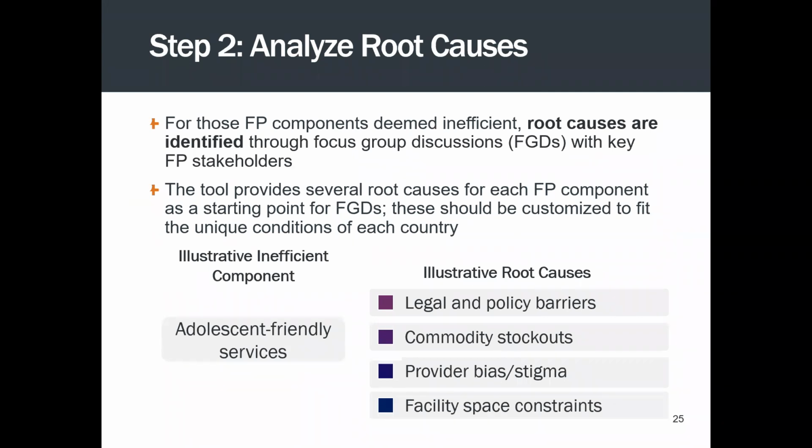So using adolescent-friendly services again as an example, legal barriers may be applicable as a key root cause of inefficiency. Countries can invest in infrastructure, staff, and other inputs for providing adolescent-friendly services, but if the laws of the country require parental consent for adolescents to access these specific services that the government has invested in, then the investments could be wasted and perpetuate high unmet need among this population.